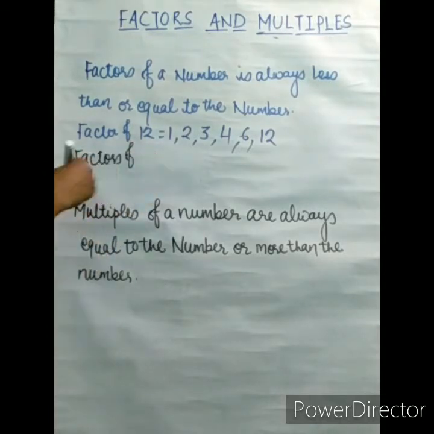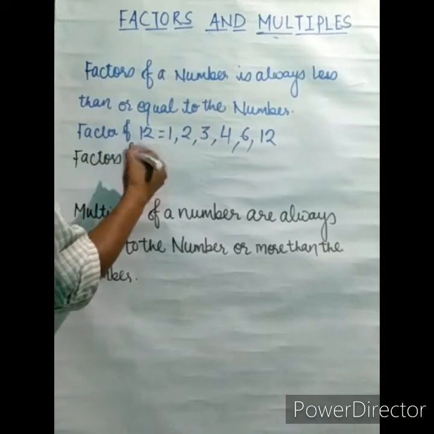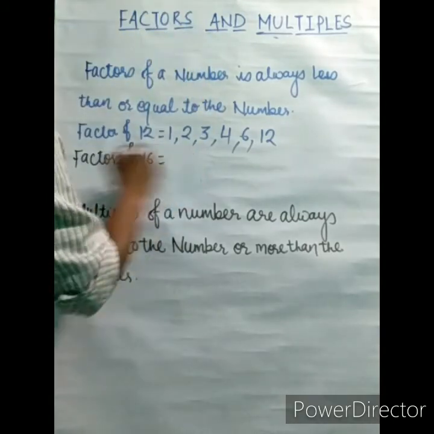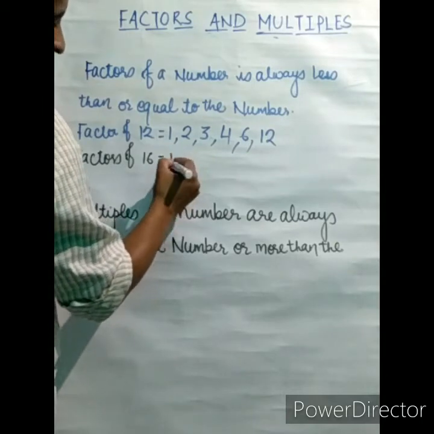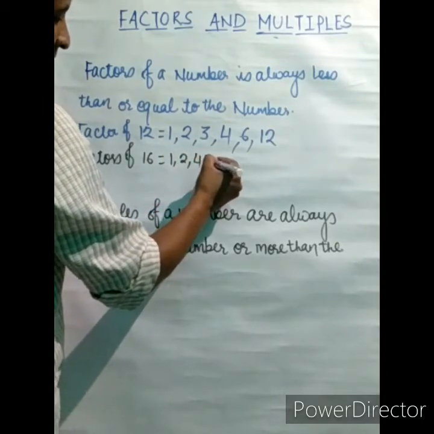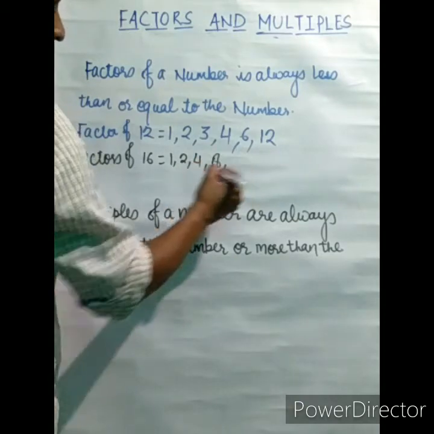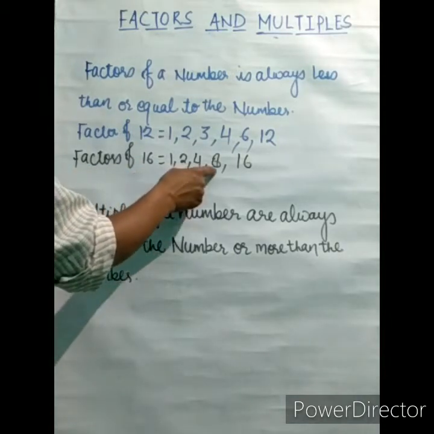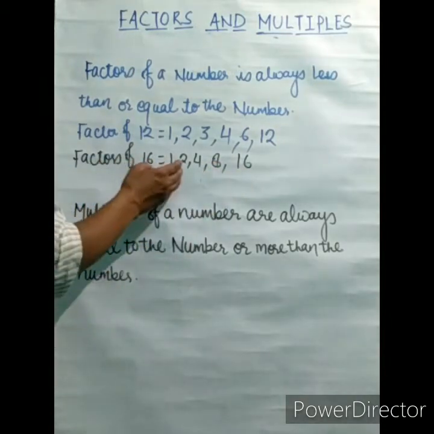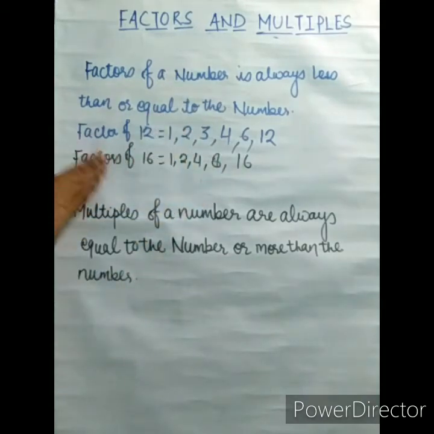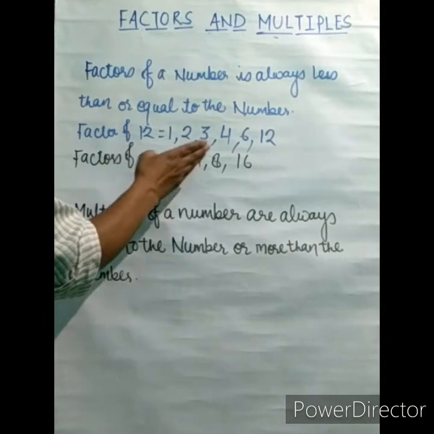Factors of 16, we can take it as an easy one. We can write for 16: 1, 2, 4, 8, and 16. See again, 1, 2, 4, 8 and 16. 16 comes in the table of 1, 2, 4, 8 and 16. That's why the factors of 16 are 1, 2, 4, 8 and 16.